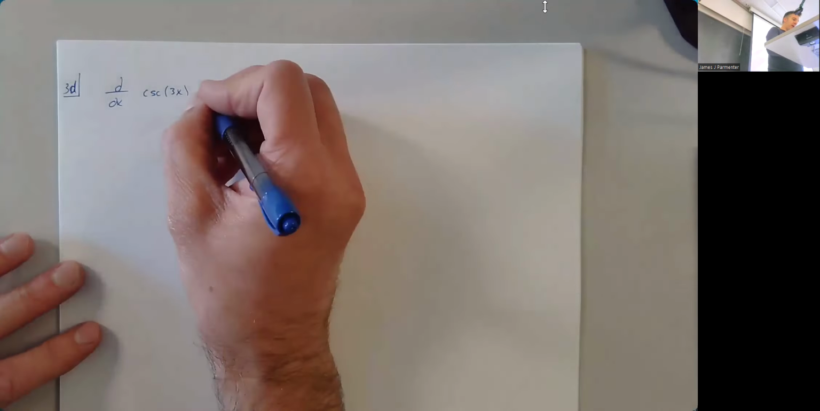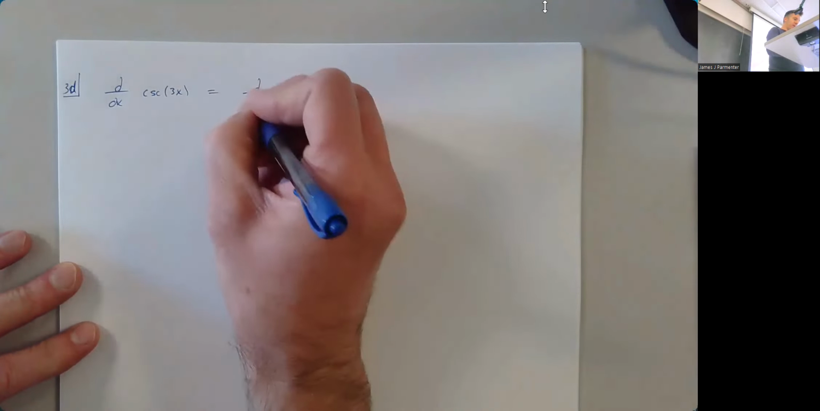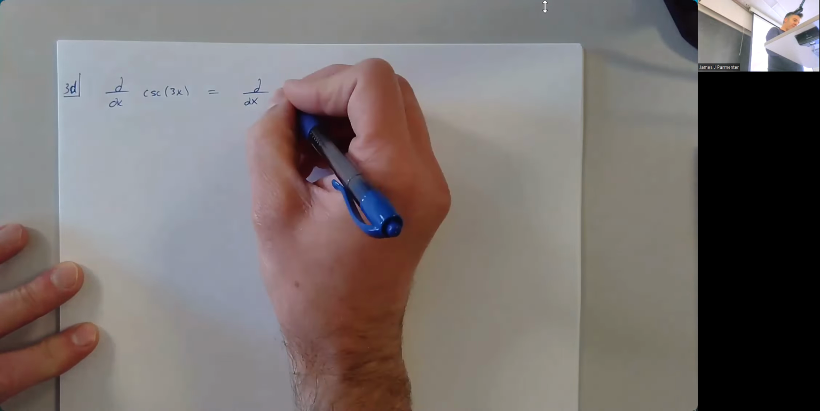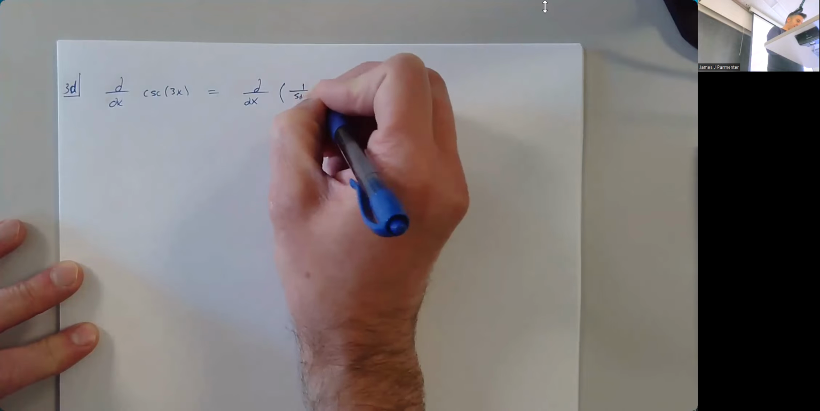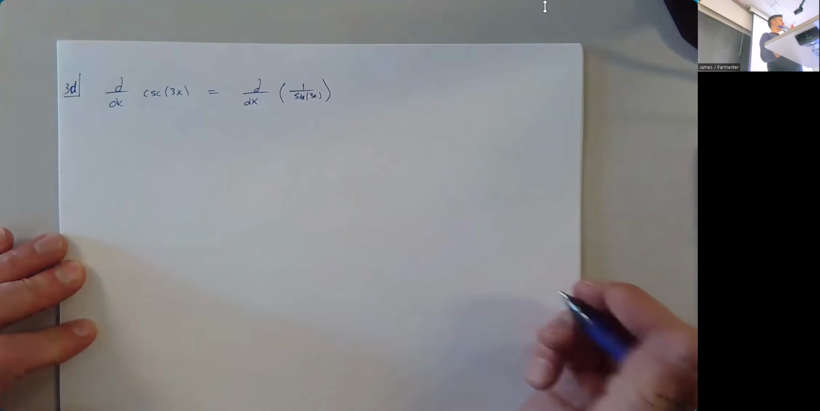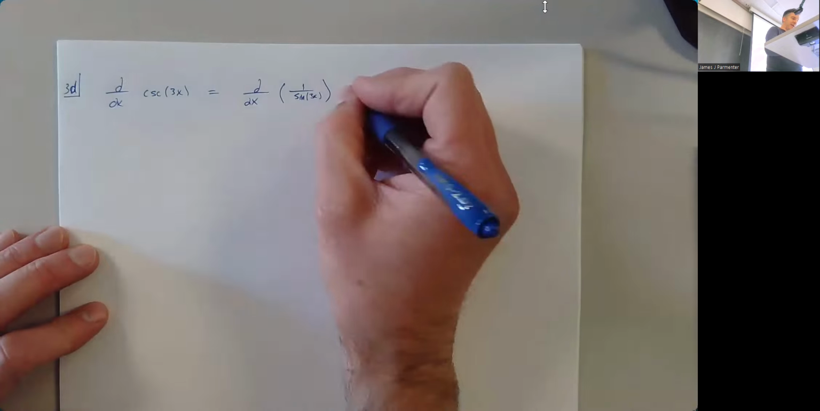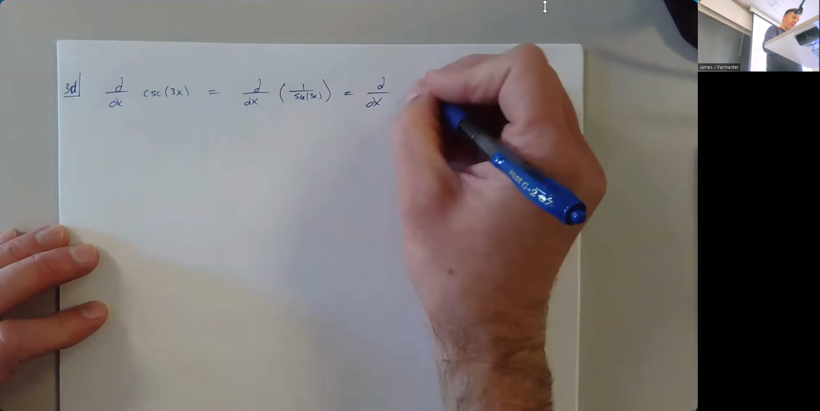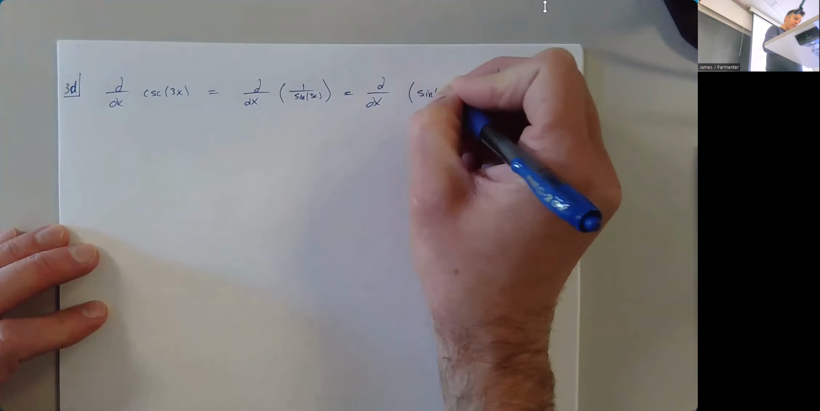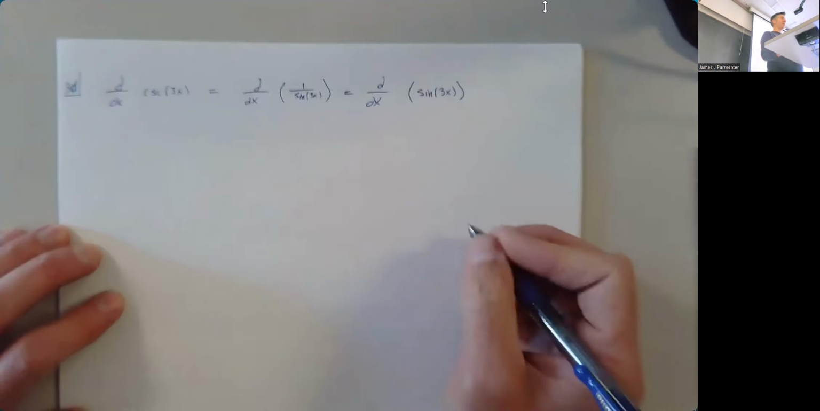not the quotient rule. So I'm going to rewrite this as the derivative of 1 over sine of 3x. But if I write it that way, I would have to use the quotient rule. So I'm going to rewrite it again, or I probably should have skipped that step and say, what's going to be the derivative of sine of 3x all raised to what power?